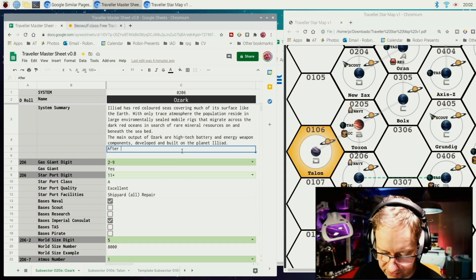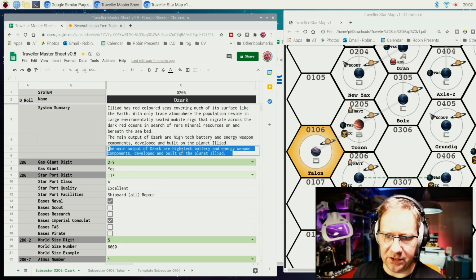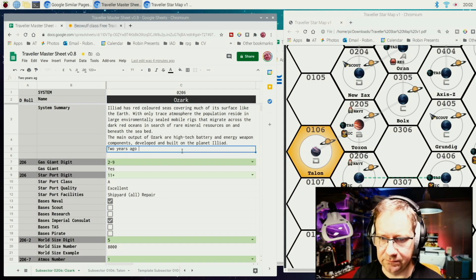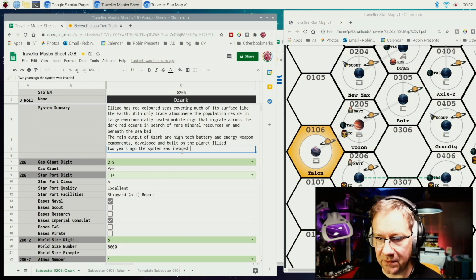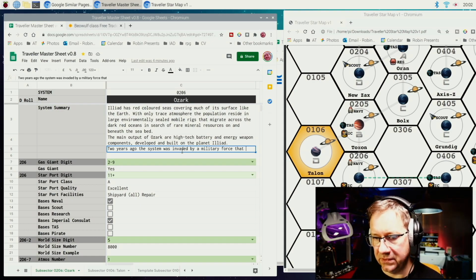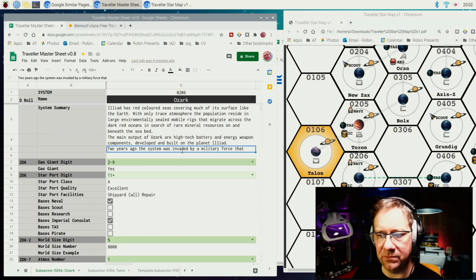So, after I've just started, I'll say 2 years ago, the system was invaded by a military force, and I'll say that I think they should have an orbital starport as well. I'm thinking this would be the first one that will have an orbital starport, because the other systems I said would be they had a sort of base.